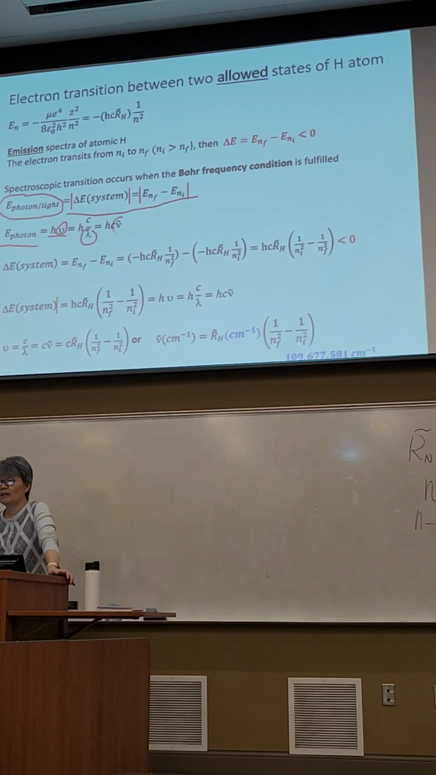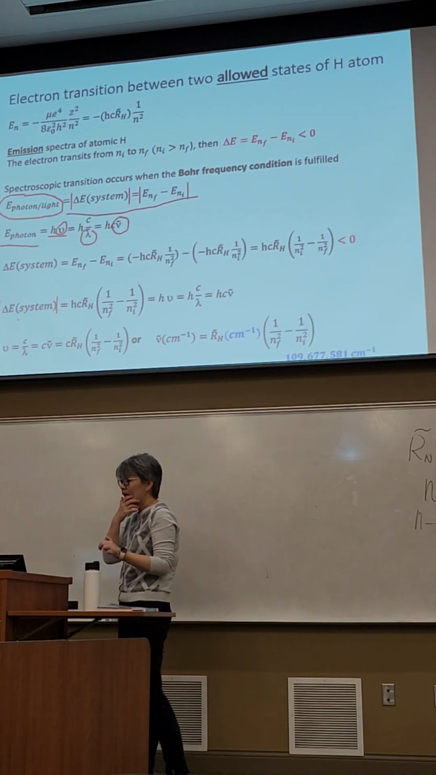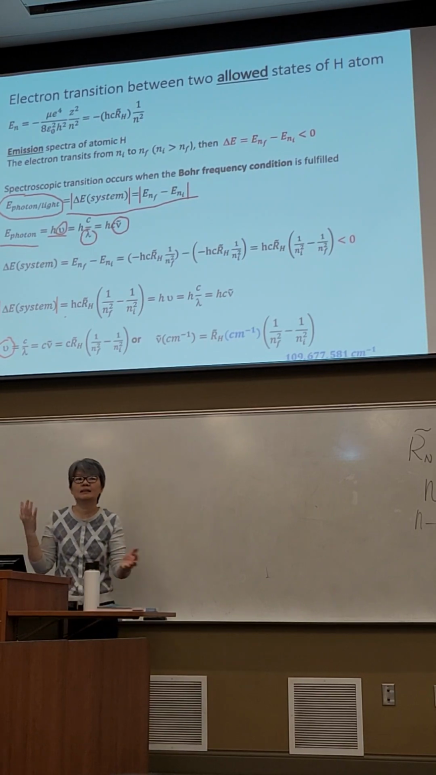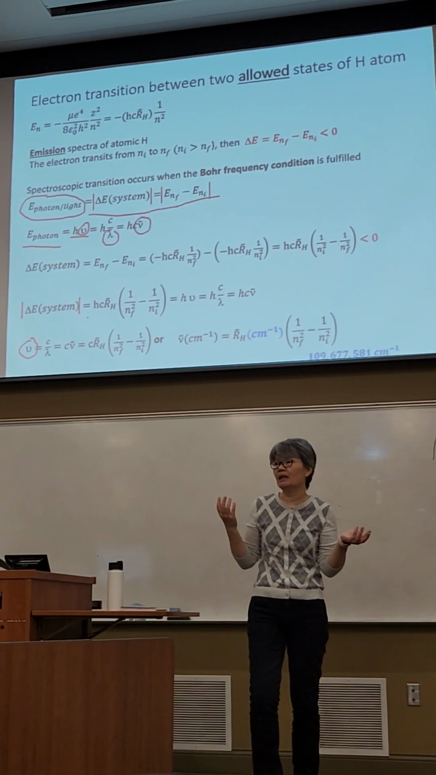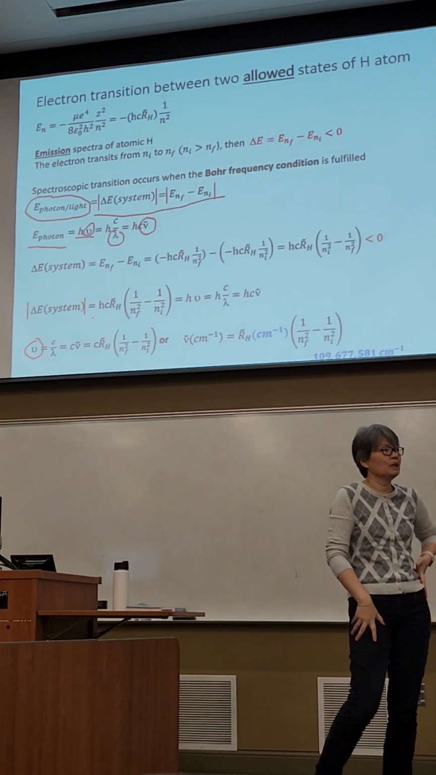We can convert it to frequency, wavelength, or wave number. So by setting those two expressions together, the frequency condition, we can predict what frequency of light is needed for the electron in hydrogen to transit between two quantum states. That's about it. Do you follow me? Because we have a generic expression, we just plug those two in.